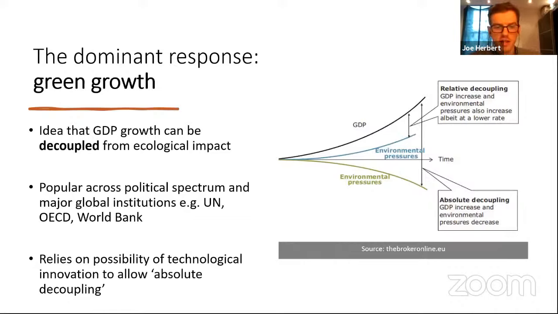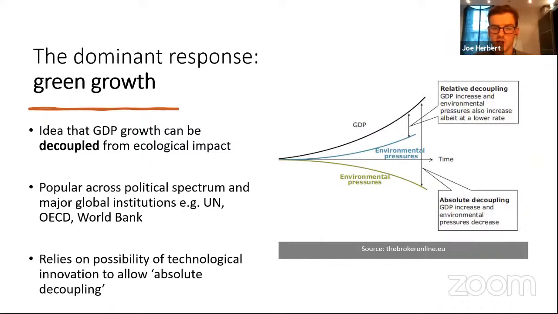So a question then is, how, as a global society, do we respond to these problems that growth brings about? Well, the dominant response is what's known as green growth. And this is basically the idea that GDP can be decoupled from its ecological impacts, the ecological impacts that I've just described. And this is a narrative or framing, however you want to call it, that's popular basically across the entire political spectrum. So that includes the major international institutions like the UN, OECD, the World Bank, but also even on the left, with activists and politicians.